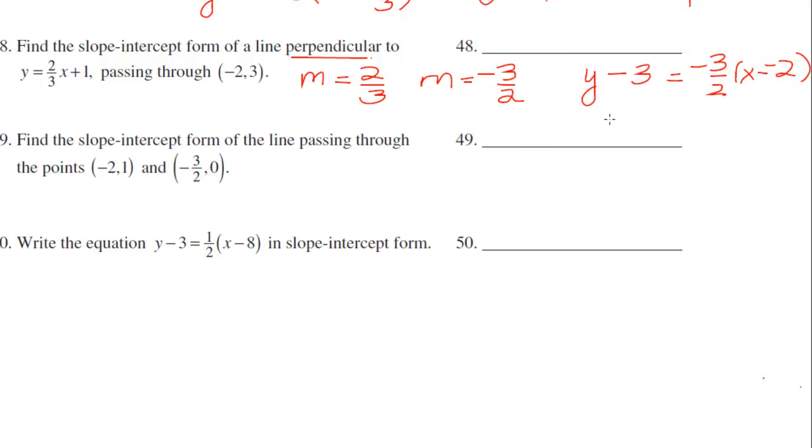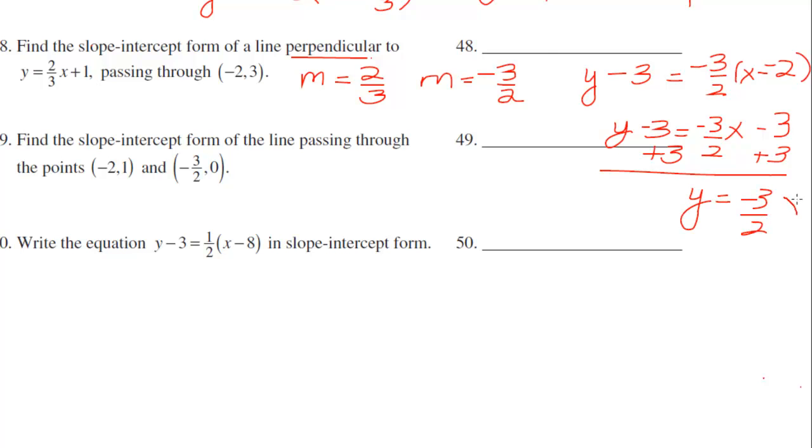So distribute this negative 3/2, we get negative 3/2 x, and that's negative 3/2 times a positive 2. The 2's are going to cancel, so that's a negative 3. And now solve for y, and we get y equals negative 3/2 x. And that's our perpendicular line.